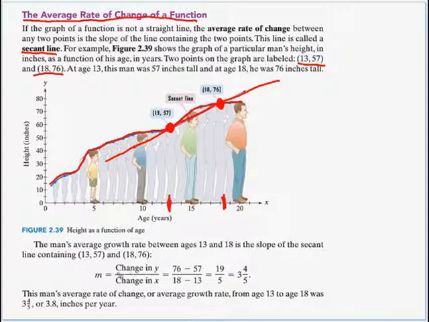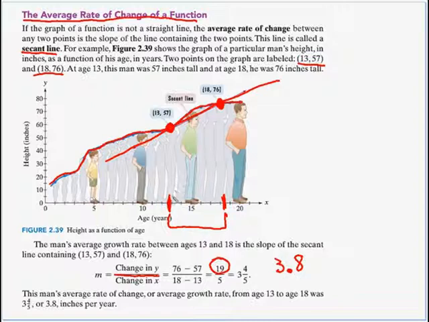So we take the points and we do a little computing work down here. Our change in y is the heights, 76 minus 57, which is 19 inches. And then the change in the x coordinate on our x-axis is the years. 18 minus 13 comes out to 5. So 19 inches over 5 years. And we could just do that as a straight up division. 19 divided by 5 is 3 4/5 or 3.8. So from age 13 to age 18, he averaged 3.8 inches a year.